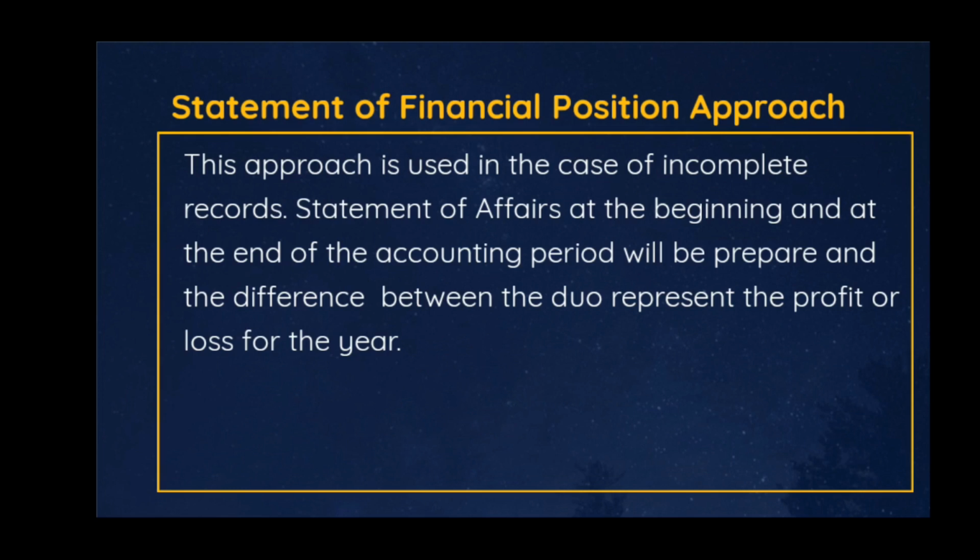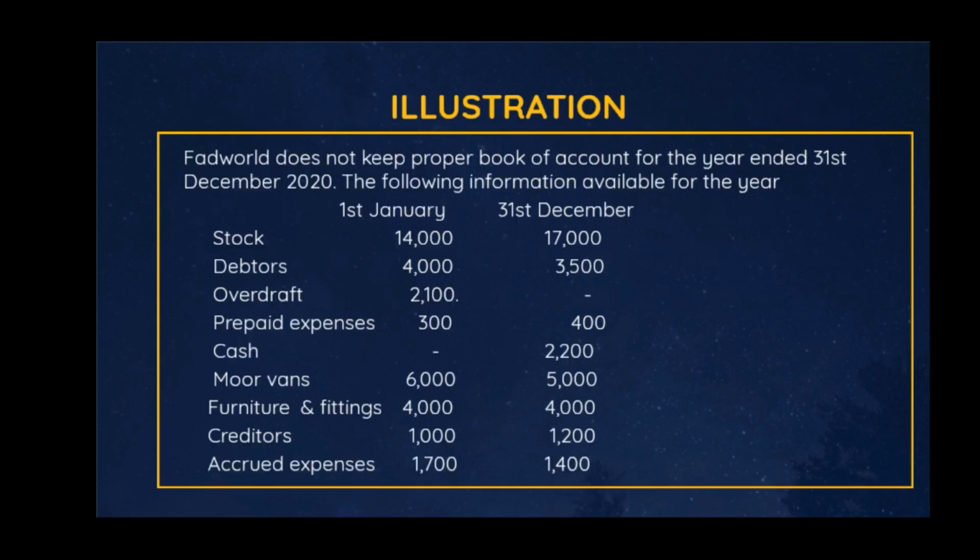The statement of affairs is used to determine the capital of the business. So at the beginning of the year, when it is prepared, it is used to determine the opening capital. The statement of affairs at the end of the year is used to determine the closing capital. So if there is a difference, that is, if there is an increase in the capital of the firm, it indicates profit, and if there is a decrease, that indicates loss.